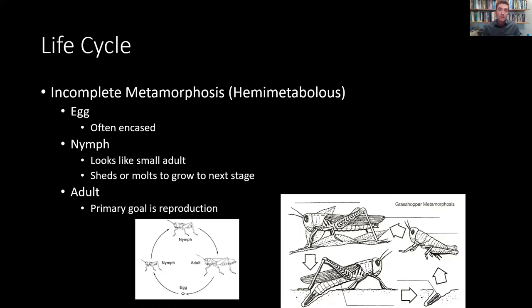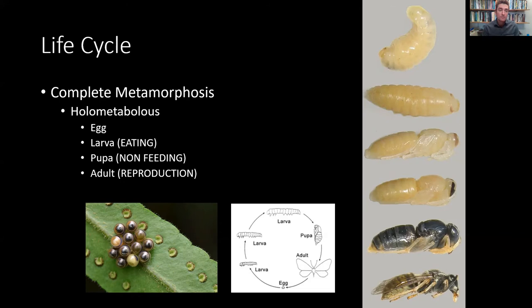We can contrast this to complete metamorphosis, where there are four stages. And again, the organism starts out in an egg and then hatches as a larva. Now, the larva is the grub or the caterpillar or the maggot, depending on if you're talking about beetles, moths and butterflies, or flies. There's different terms, but it kind of looks like a little worm. The primary job of the larva is to eat, and they often eat quite a bit.